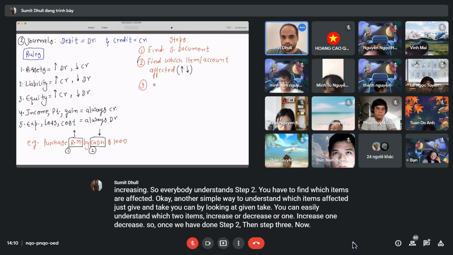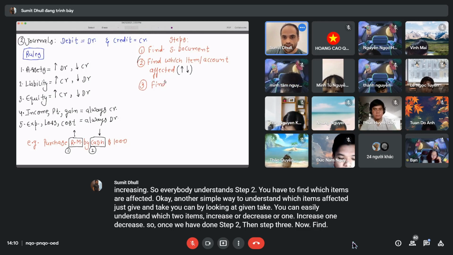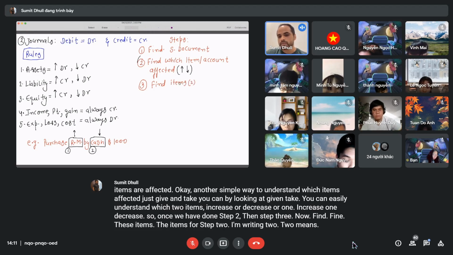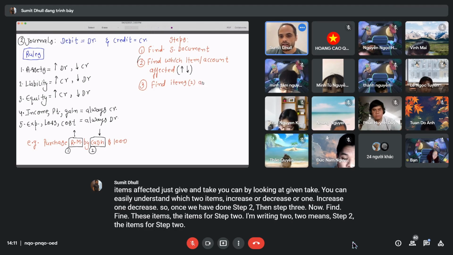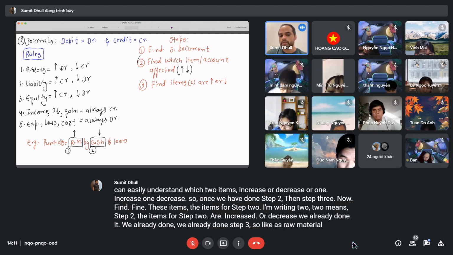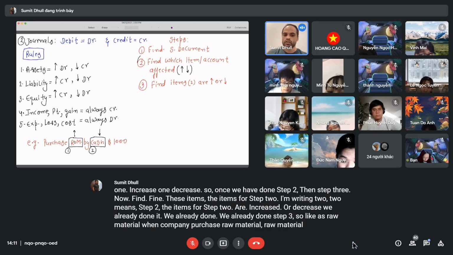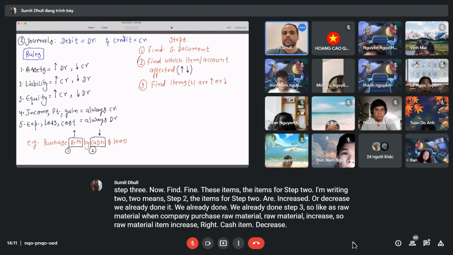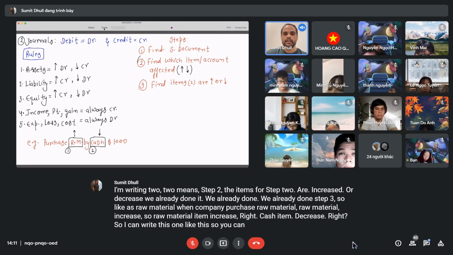Now find these items, the items for step 2. I'm writing 2 means step 2. The items for step 2 are increased or decreased. We already done step 3. Like raw material, when the company purchased raw material, the raw material item increases. The cash item decreases. So I can write this down so you can easily remember that.